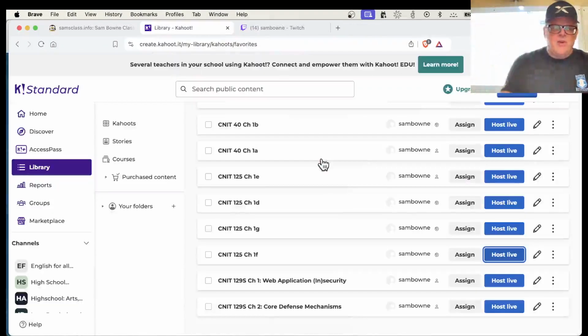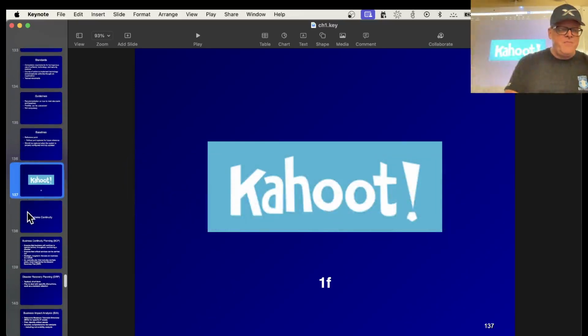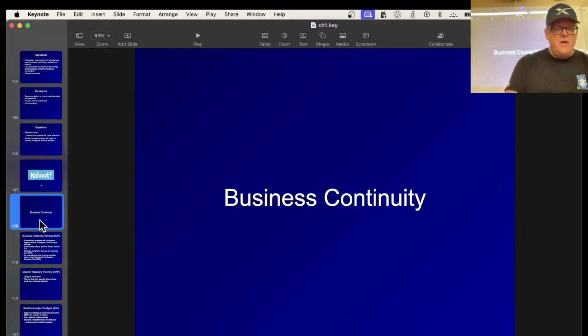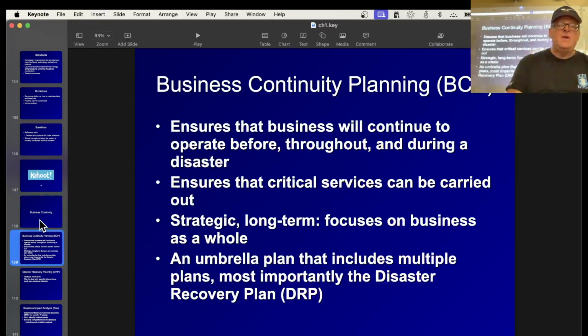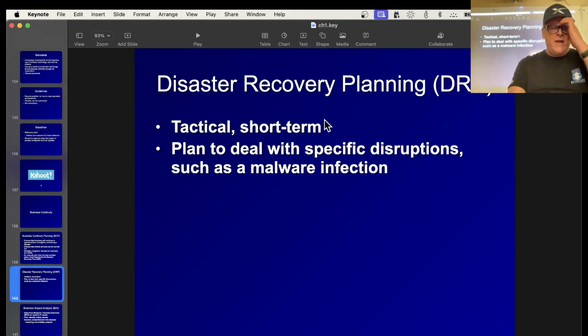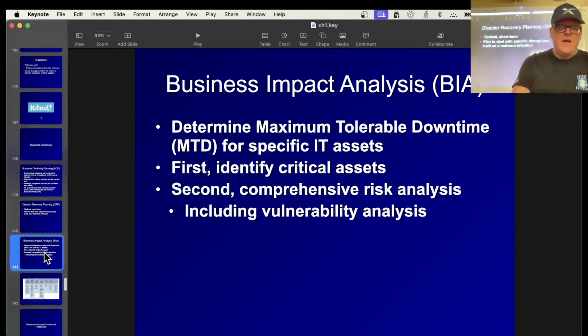All right, one more section of these, and that's it for today. So business continuity, this is a big issue. You have to plan how you're going to survive during a disaster, something like a fire or a flood. So you have a long-term plan how you're going to make it through this. And this is the umbrella plan, the business continuity plan, that includes other plans inside it, like the disaster recovery plan. This is a short-term plan that deals with a specific disruption, like a malware outbreak.